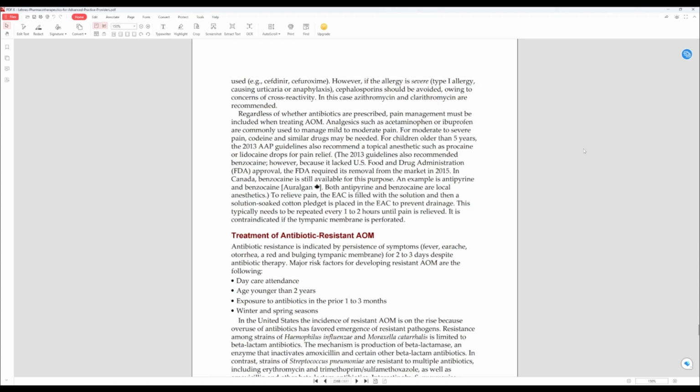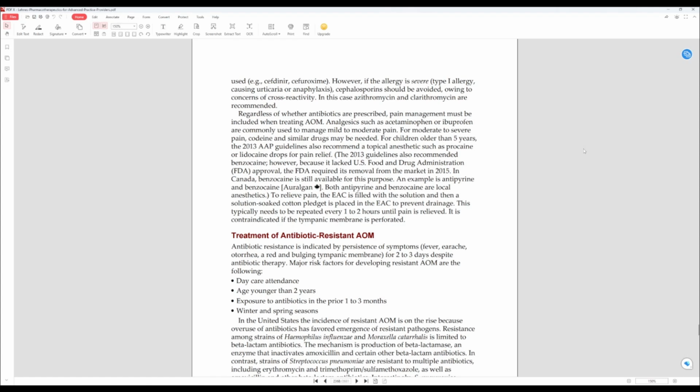The 2013 guideline also recommends benzocaine. However, because it lacked FDA approval, the FDA required its removal from the market in 2015. In Canada, however, benzocaine is still available for this purpose. An example is antipyrine and benzocaine. Both antipyrine and benzocaine are local anesthetics.